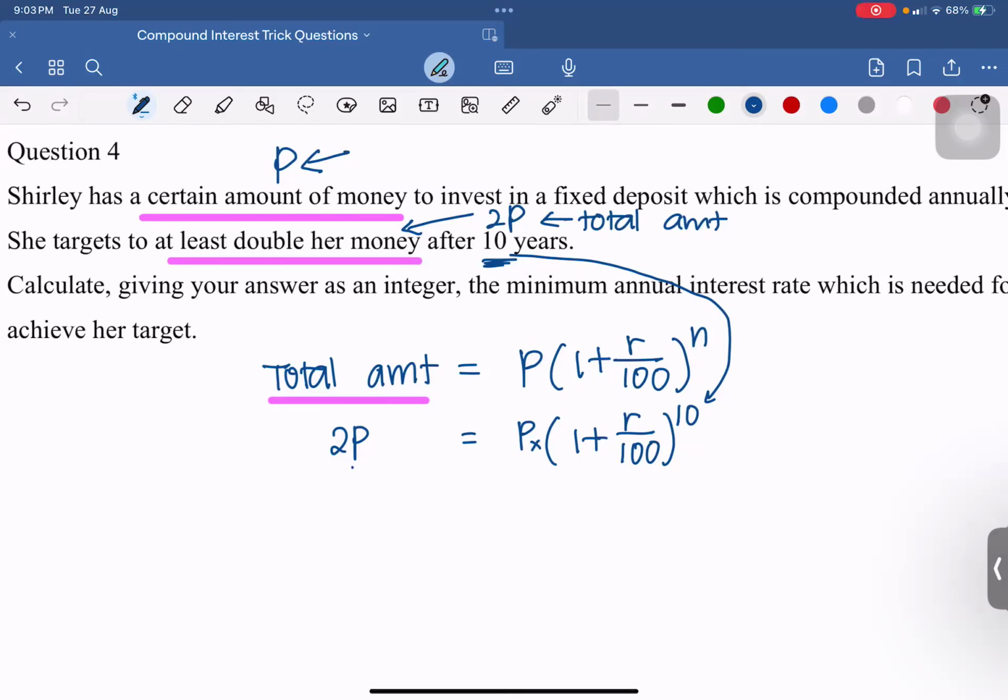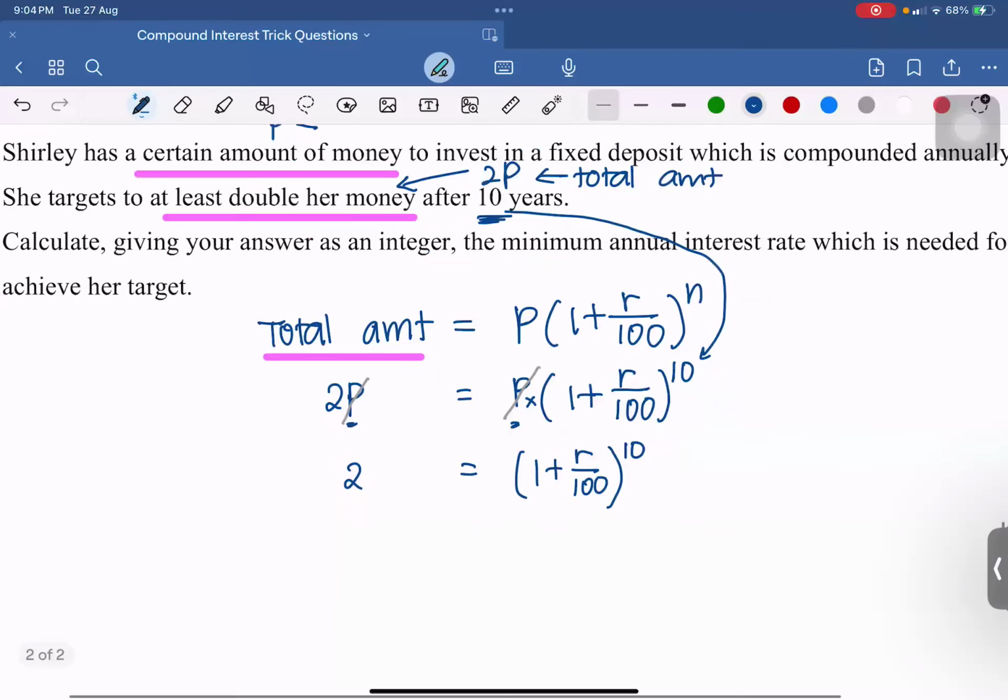You notice there's a letter P on both sides. What can I do to the letter P? You can divide it away, correct. After I divide away and cancel on both sides, will there be any more P? No more P. So you're left with 2 equals 1 plus R over 100 to the power 10.